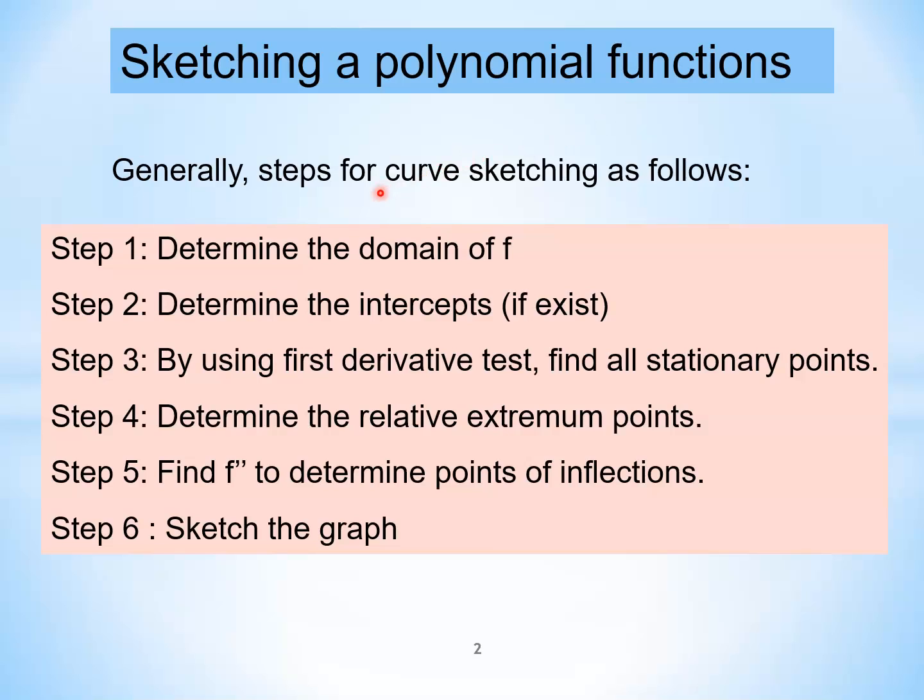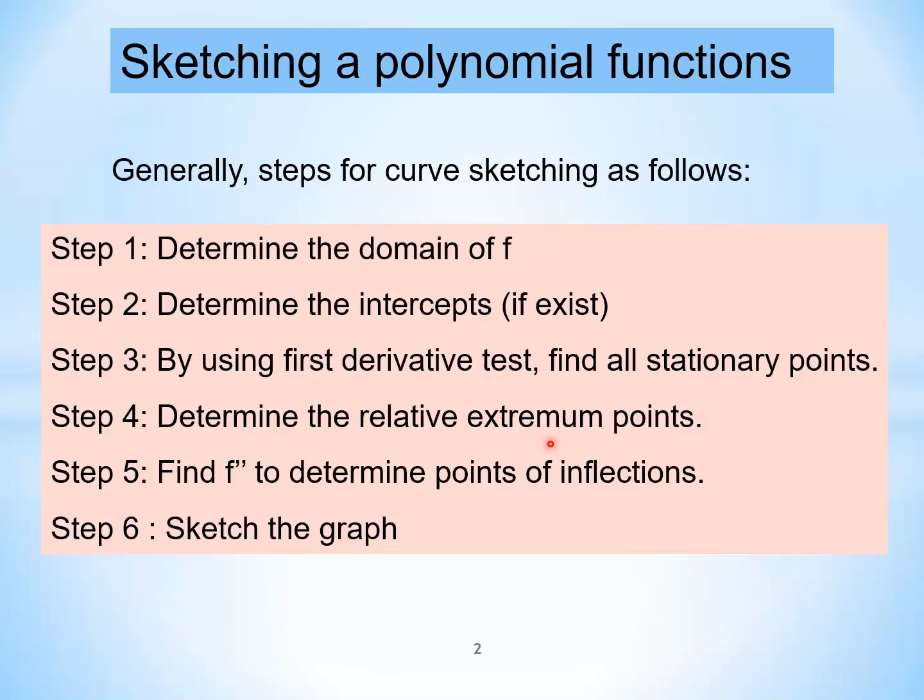So generally, steps for curve sketching are as follows. There are 6 steps altogether. The first step is to determine the domain of f, and then the second one, determine the intercept, pintasan, if exists. And number 3, by using first derivative test, you need to find all the stationary points or the critical values. And number 4, determine the relative extremum points.